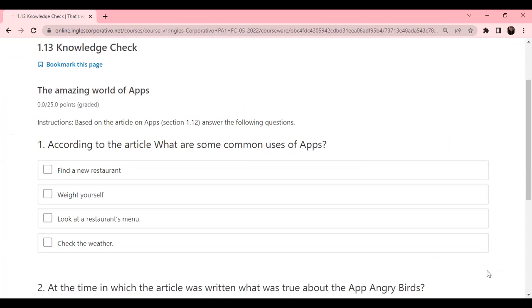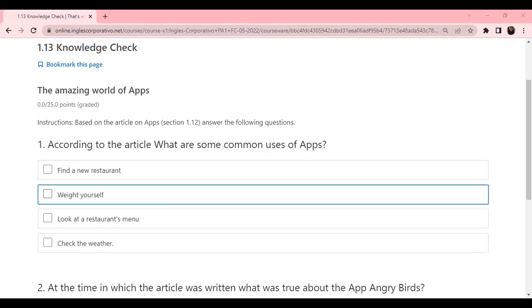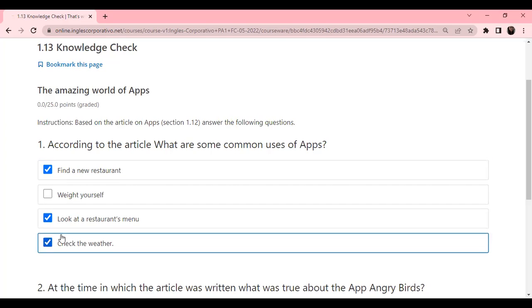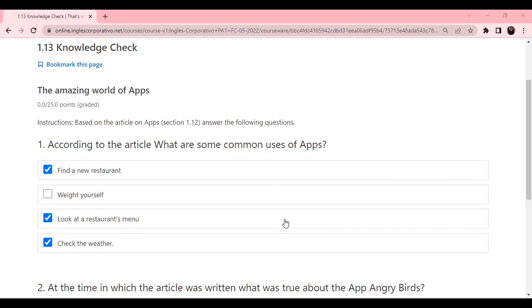Give me a moment. I'm so sorry, that's my dog. According to the article, what are some common uses of apps? Find a new restaurant, look at a restaurant menu, and check the weather, right? Very well, that's perfect. Selling mango twins is profitable. Elisa.